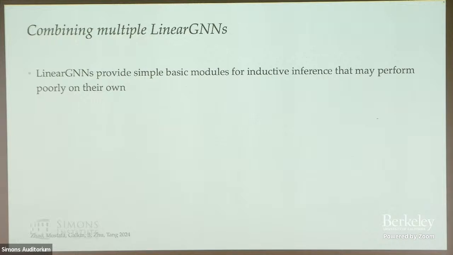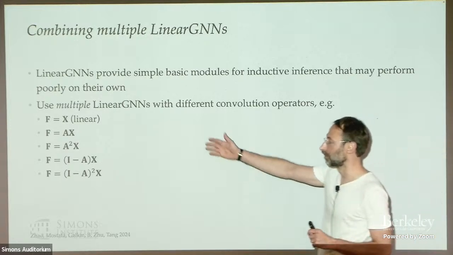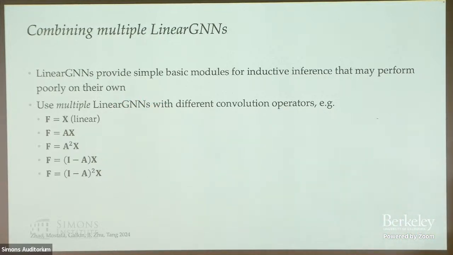Now, the problem with these linear GNNs is that they're simple, primitive models for inductive inference. You can apply them to any graph, but on their own, they may perform poorly. If you compare them to more sophisticated GNN architectures, such as graph attention networks, they don't really work well. Fortunately, remember that we could choose the convolution operation. Here we can put more or less anything we want. We can use powers of the adjacency matrices, or normalize the adjacency matrices differently. These are the particular operators that we use. We use these five, but it can be anything else.